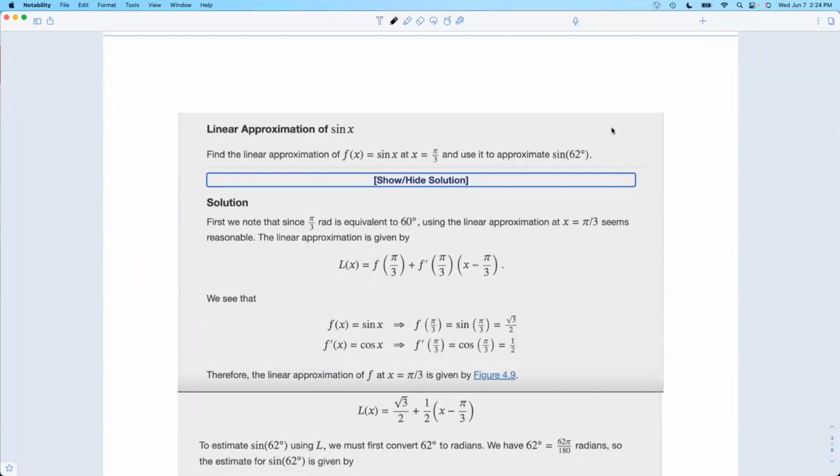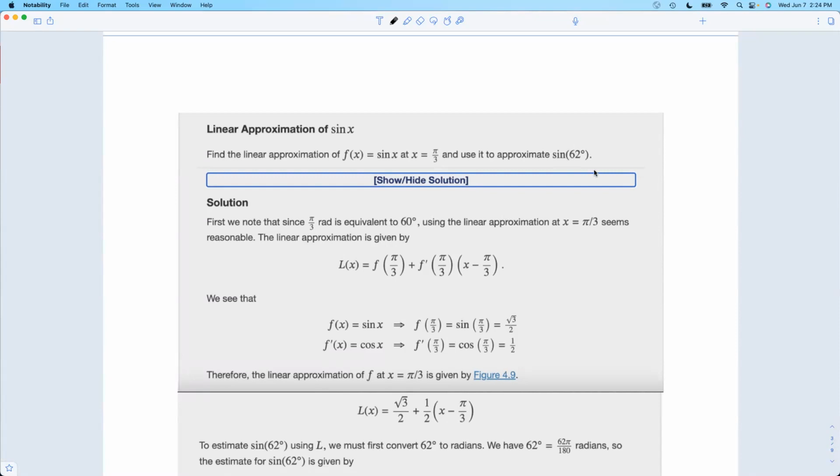Okay, I'm just going to walk through this one. I'm not going to write it all out. I want to use a linear approximation, or linearization, to find an approximate value for sine of 62 degrees. First off, always remember, in this class, we always got to be in radians.